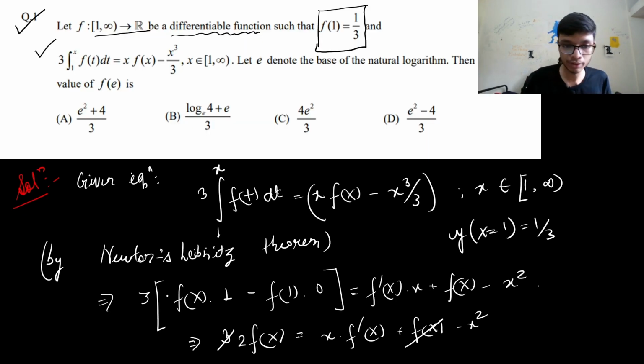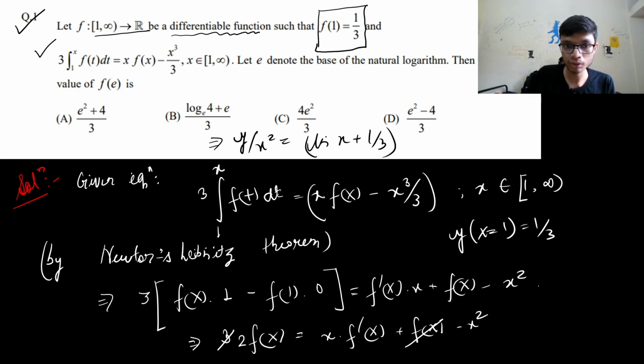So from here, the solution of the differential equation is basically y by x square is equal to ln of x plus 1 by 3. So from here you will get the solution of the differential equation in this format.